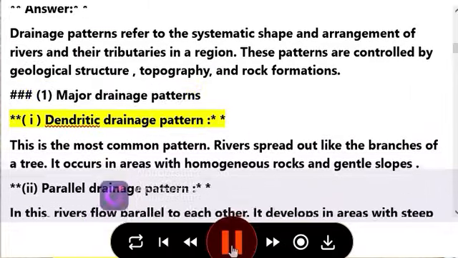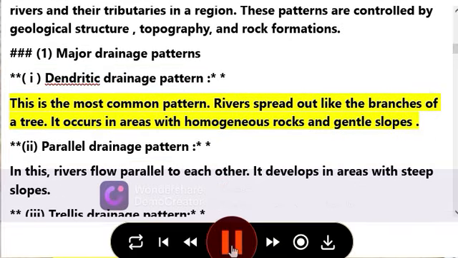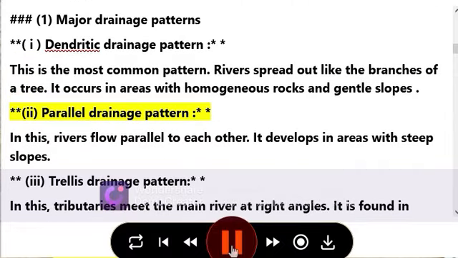1. Major drainage patterns. 1. Dendritic drainage pattern. This is the most common pattern. Rivers spread out like the branches of a tree. It occurs in areas with homogeneous rocks and gentle slopes.